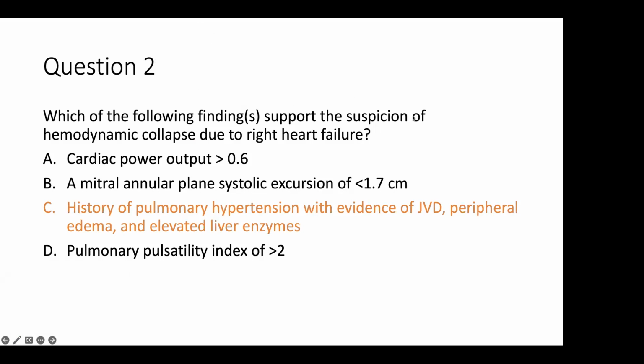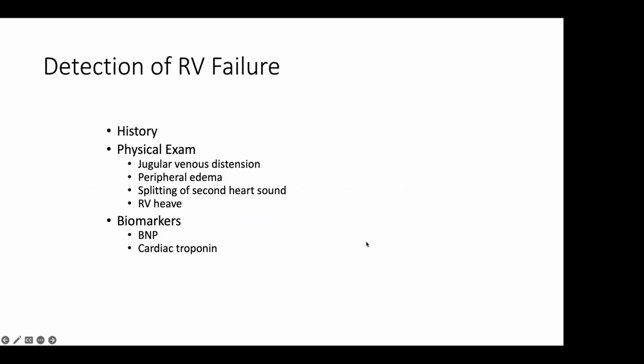Oh, very good. Eugenie said C, history of pulmonary hypertension with evidence of JVD, peripheral edema, and elevated liver enzymes. And that's exactly the right answer. Just like anything else in medicine, history and physical exam are very important.